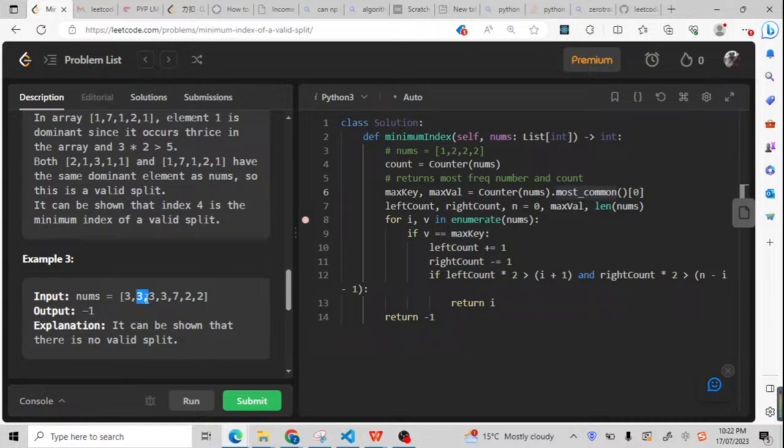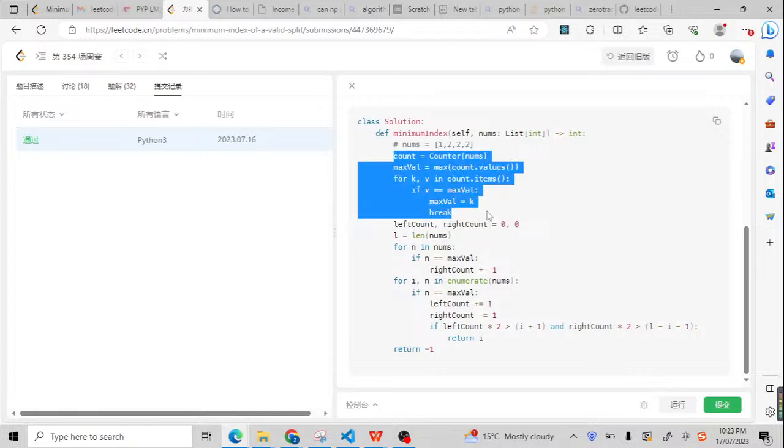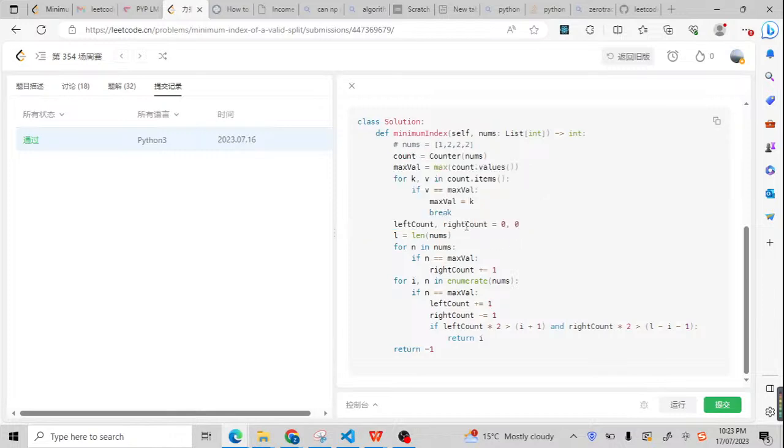After you find the most frequent number, you need to know how many of them there are. Can you split the array into a left side and a right side, and does each side meet the conditions or not? So this is what I did in the contest. In the contest, I didn't know there's a most common method in the Python dictionary, so I just calculated it. I wrote a lot of unnecessary code, but it also works. The idea is the same.